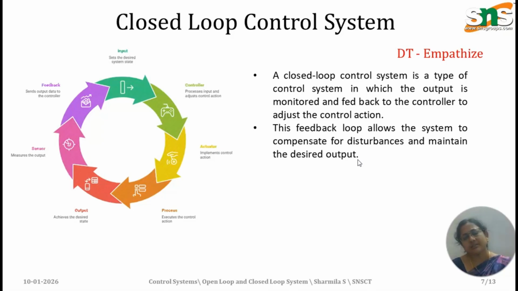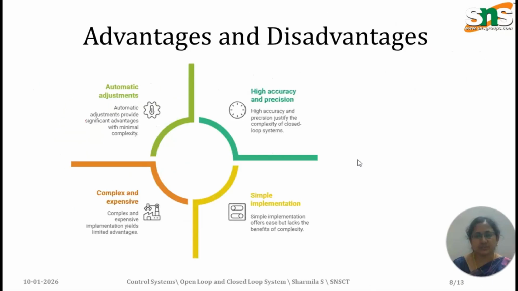A common example is an air conditioner. The air conditioner continuously senses the room temperature and adjusts cooling to maintain the set temperature. The advantages of closed loop systems are higher accuracy, automatic error correction, and better disturbance rejection. The disadvantages are a complex design and higher cost.